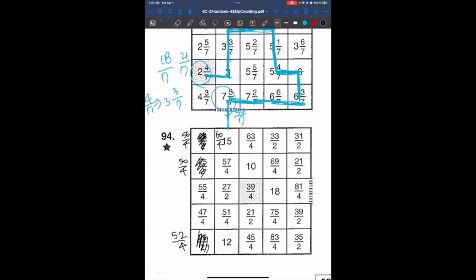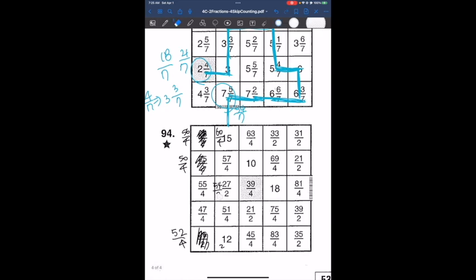Then we have 54 over 2. Well, 54 over 4, I meant. And 12 can be written as 44 over 4. And so that can be 42 over 4. And 10 is 40 over 4. And so that trend goes on.